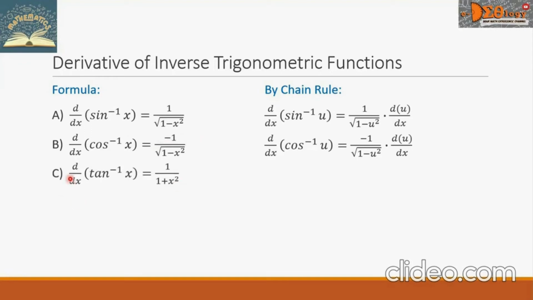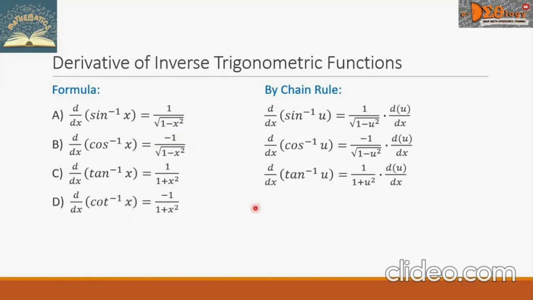Third formula, derivative of tangent inverse of x. This is equal to 1 all over 1 plus x squared. By chain rule, the formula becomes like this. Fourth formula is d over dx of cotangent inverse of x. This is equal to negative 1 all over 1 plus x squared. By chain rule, the formula becomes like this.